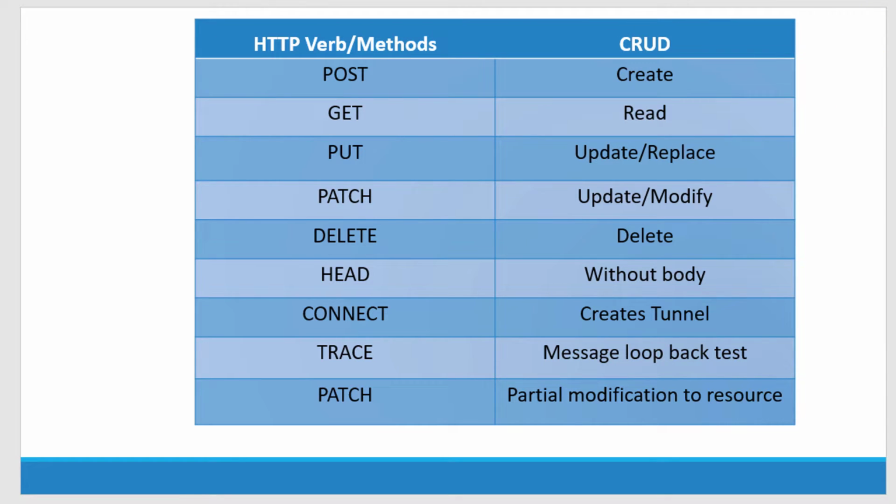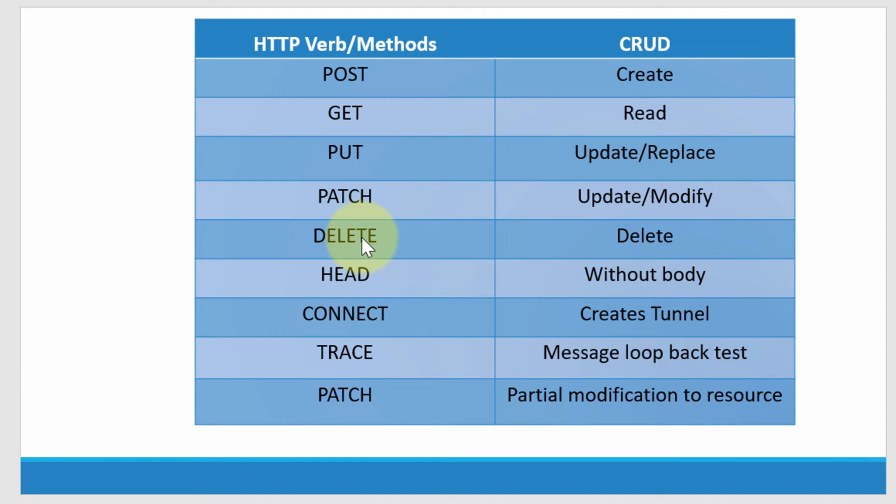Say for example, whenever I want to read a resource, I will be using the get method. Whenever I wanted to create a new resource or add a record, I will be using the post. So post will be used to send the information and create a new record. Similarly, we do have put and patch. Put will be replacing the resource, and patch will be used to modify the resource. The same way, I can use the delete method to delete the resource.